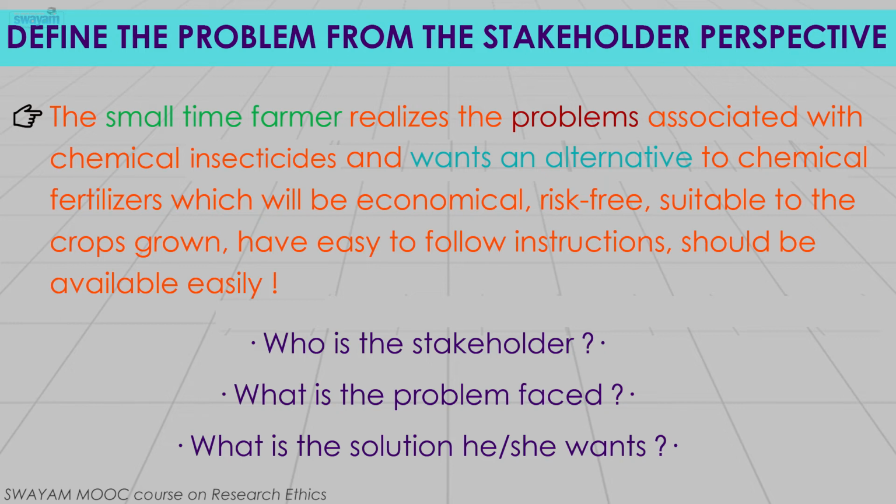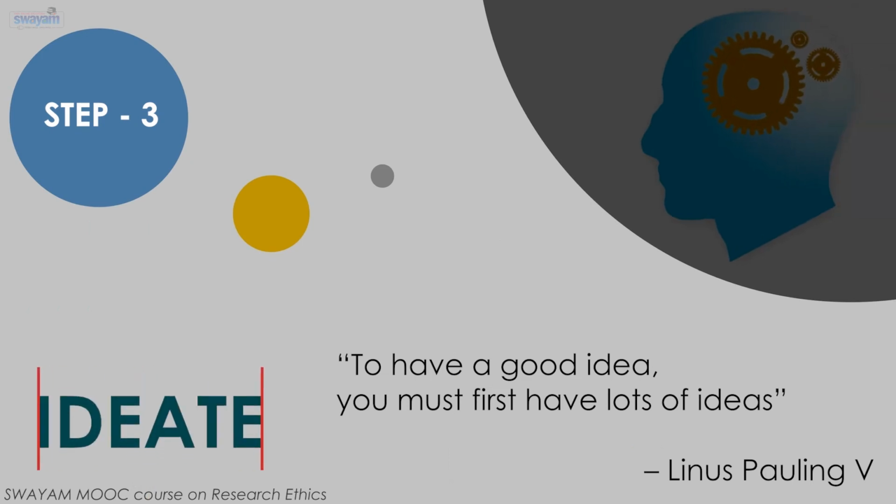The small-time farmer realizes the environmental problems associated with chemical insecticides and wants an alternative which will be economical, risk-free, suitable to the crops grown, have easy to follow instructions, and should be available easily. So can you identify who is the stakeholder? What is the problem he or she is facing? And what is the solution he or she wants? We need to develop this.